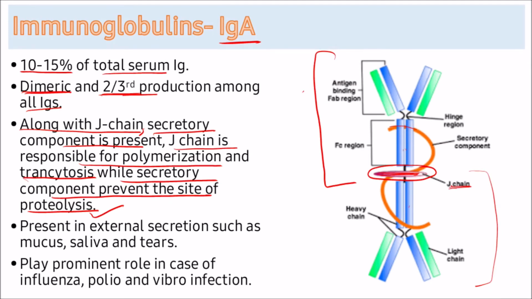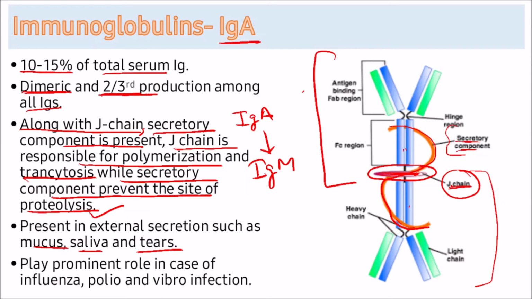And what is the role of this secretory component? It prevents the site from proteolysis. Don't confuse it with its name. Its name says secretory component, but the secretion of IgA into our external secretions such as mucus, saliva and tears is due to the presence of J chain.